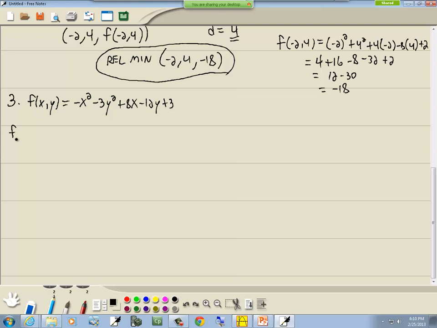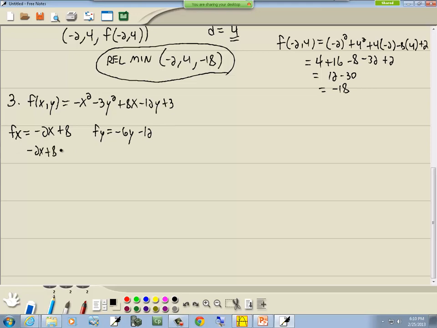And let's find our first partials. So the partial derivative with respect to x gives us negative 2x. The negative 3y squared drops away because we treat it as a constant. Derivative of 8x is 8. Negative 12y disappears and 3 disappears. Partial with respect to y. The negative x squared drops away. The derivative of negative 3y squared gives us negative 6y. 8x drops away, and the derivative of negative 12y is negative 12. And 3 drops away.